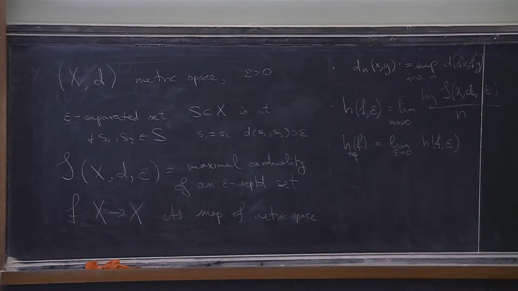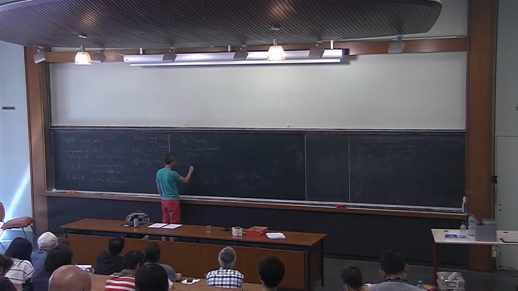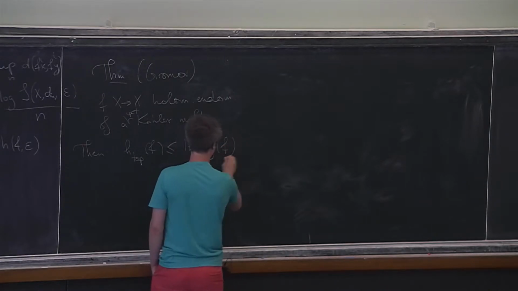And Gromov's theorem is the following. If you have f from X to X, a holomorphic endomorphism of a compact Kähler manifold, then the topological entropy of f is bounded from above by the logarithm of the spectral radius of f on the homology.